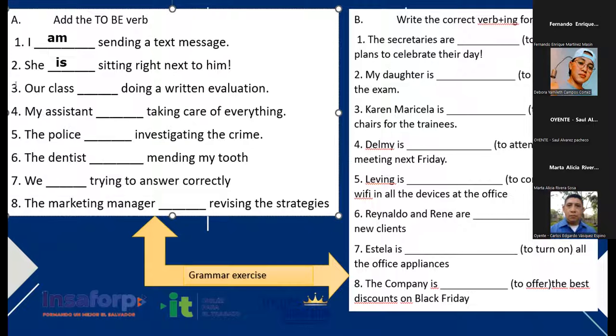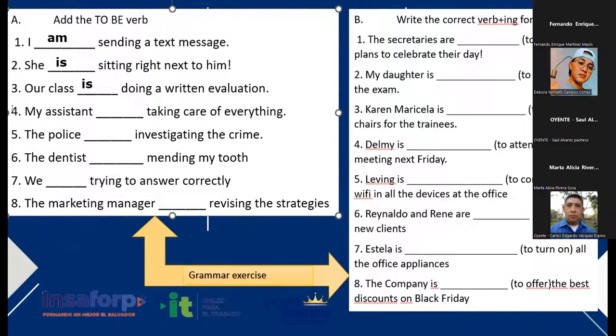Number three. Are doing a reading evaluation. Are or is? Our class is, okay? Because it's a team. It's everything in one thing. Our class is doing a written evaluation. Do, we just add ing. Look.